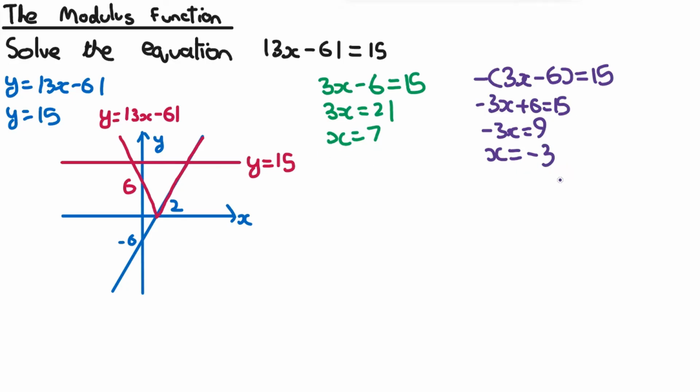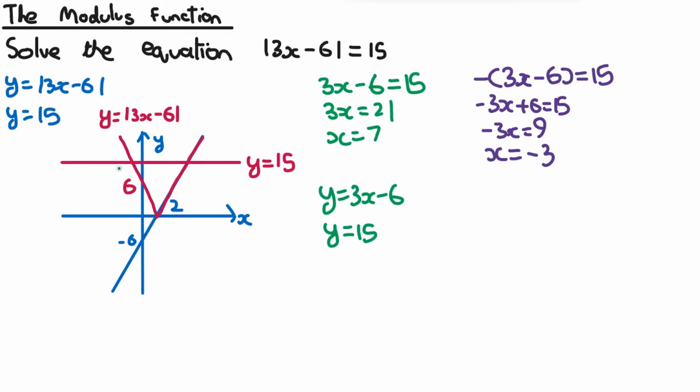So the actual technical reason this works is because we are actually considering two different lines. When we're considering this expression as positive, as we did here, we are considering when the lines y is equal to 3x minus 6, the positive expression, and the line y is equal to 15 intersect.